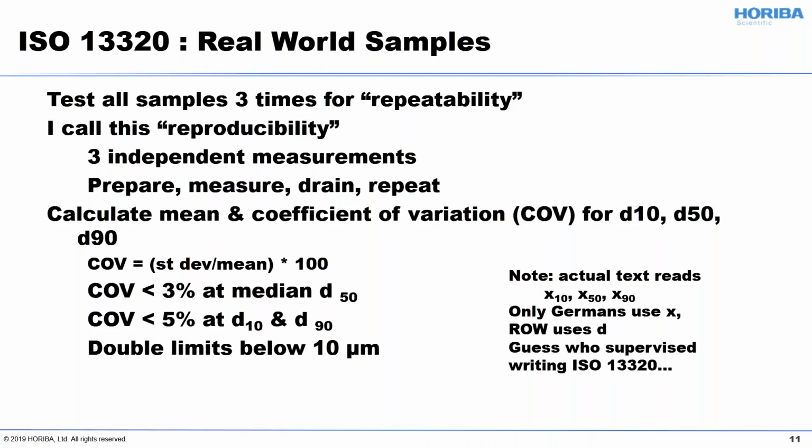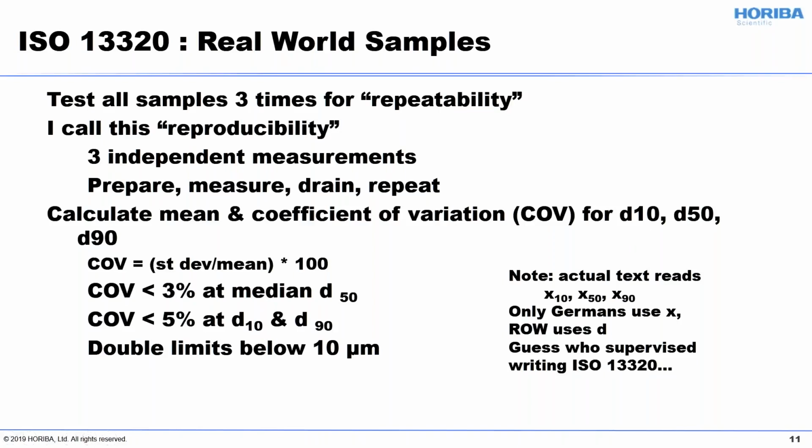I don't like to do that as much if I'm trying to confirm analyzer operation. I have to do it with dry powders, but with liquid suspensions, I do not. And if you ever listen to me talk about method development, I differentiate between repeatability, put a sample in, measure 3 times, and reproducibility, clean the system, measure again. Very analogous here. And then you're going to look at the mean and coefficient of variation for these repeats for D10, D50, and D90. And if you look at ISO 13320, we want D50, or the median, coefficient of variation less than 3%, and D10, D90, coefficient of variation less than 5%.